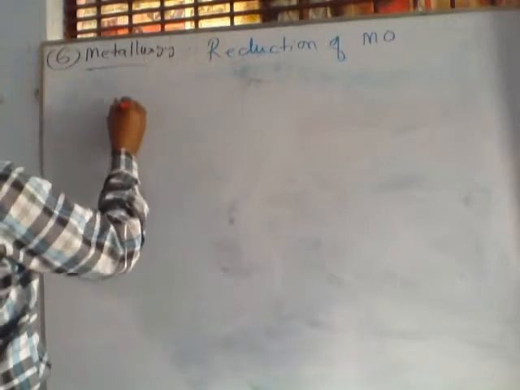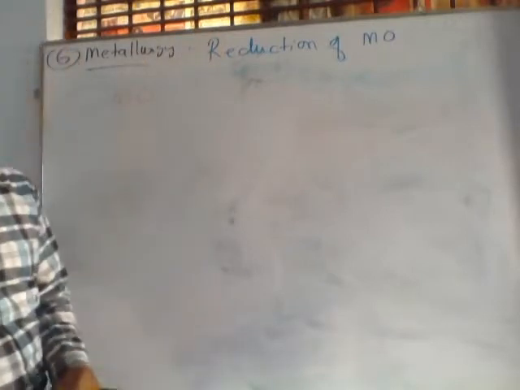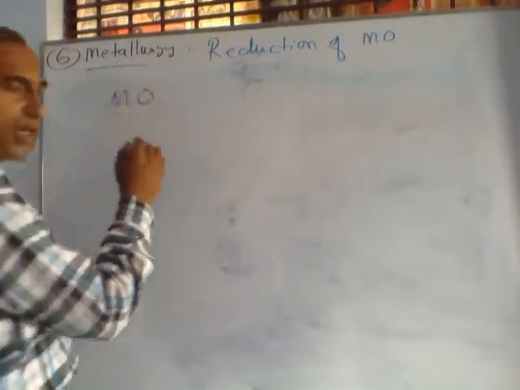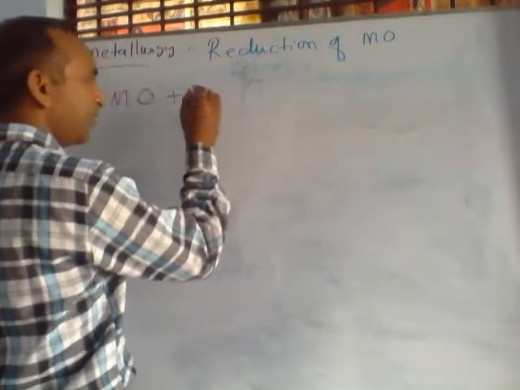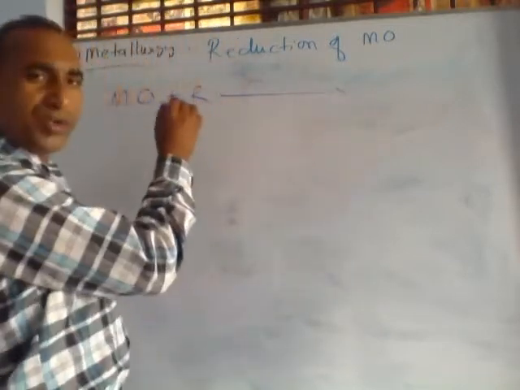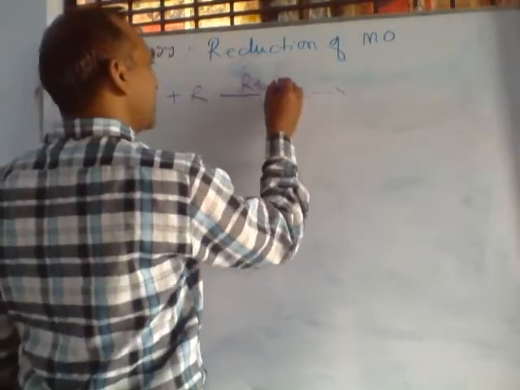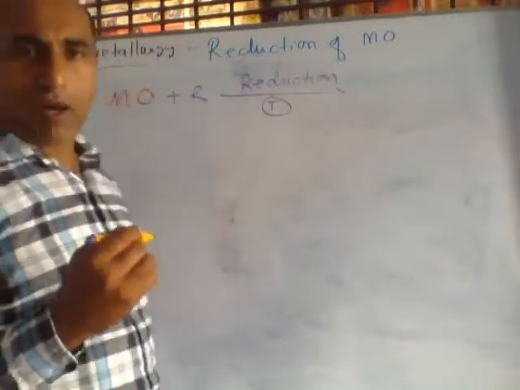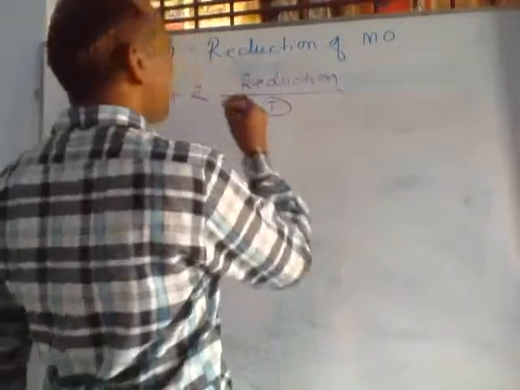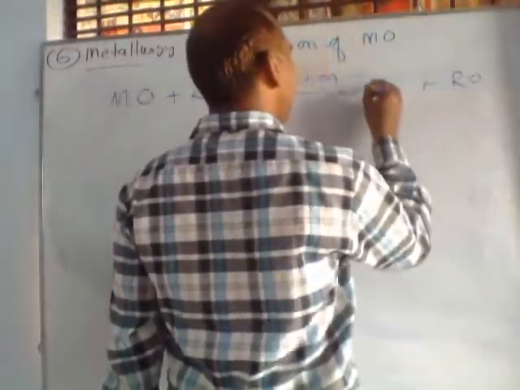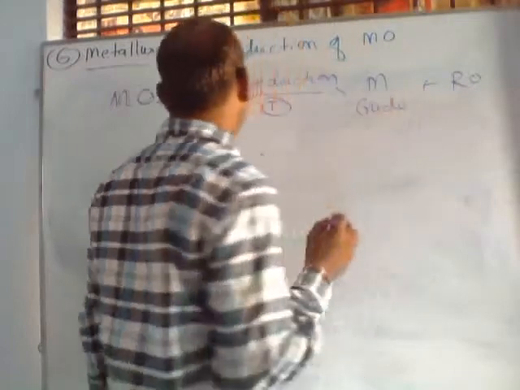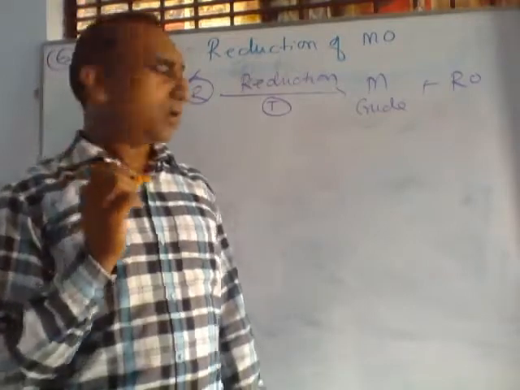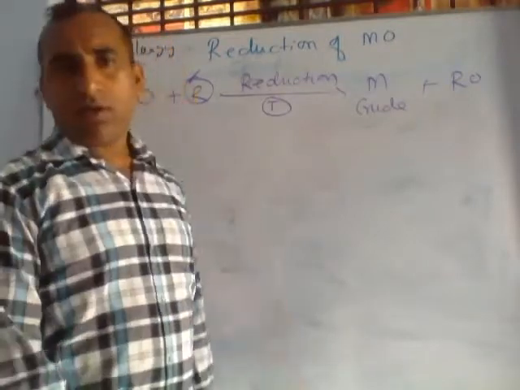Listen, this is metal oxide, here observe. M, this is the metal oxide. We are using a reactant, a suitable reducing agent, and the process is reduction, and this reduction is happening with the help of heat, temperature. So R will form RO, and here the metal, that is the crude metal, will be obtained. So what is this reactant? What is a suitable reducing agent?